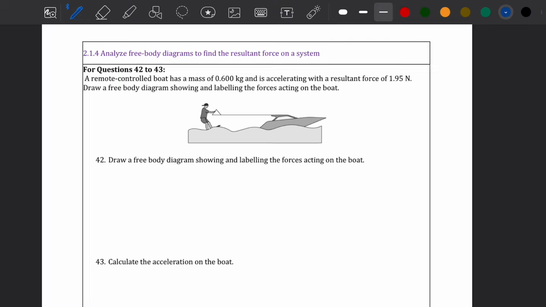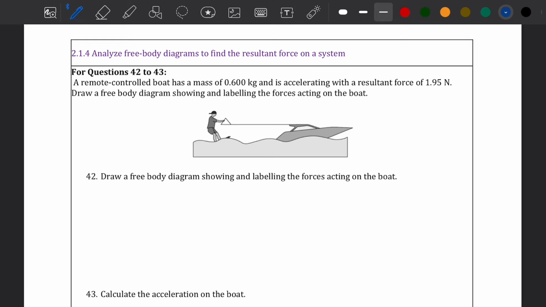Okay, the next one. A remote control boat has a mass of 0.6 kg and is accelerating with a resultant force of 1.95 Newton. Draw a free body diagram showing and labeling the forces acting on the boat. So we want to draw a free body diagram for the boat. I'm just going to draw the boat as a dot. I know that there will be weight acting downwards, force of gravity. Because it's in water, there will be upthrust acting upwards, or buoyant force.